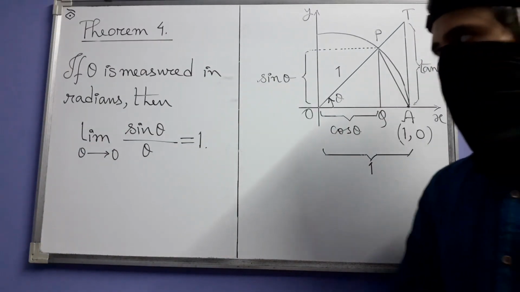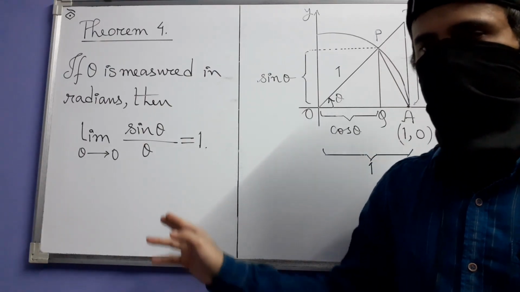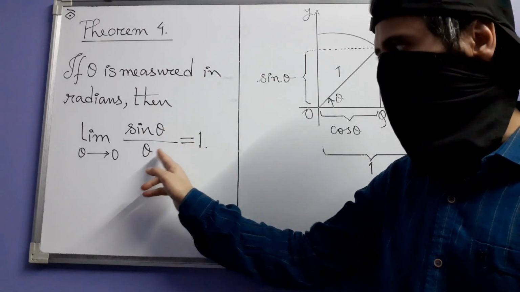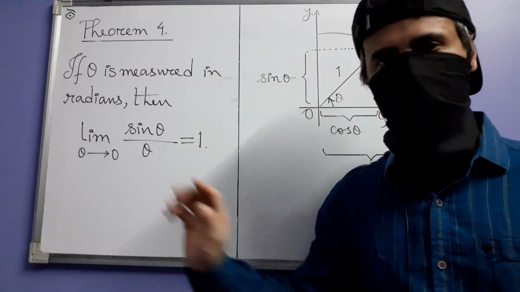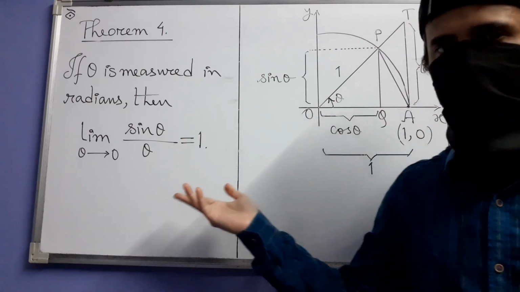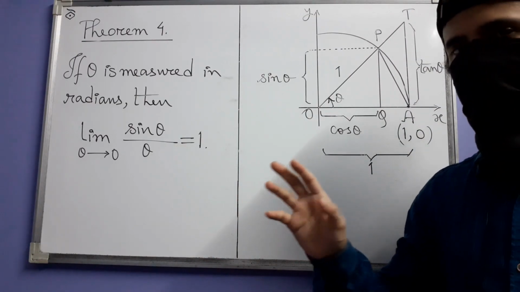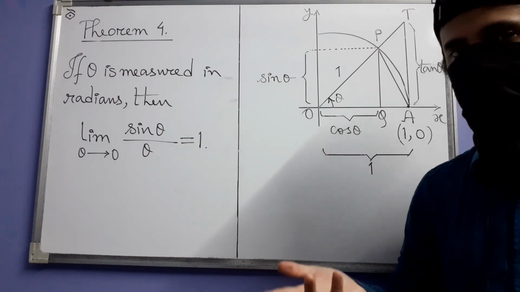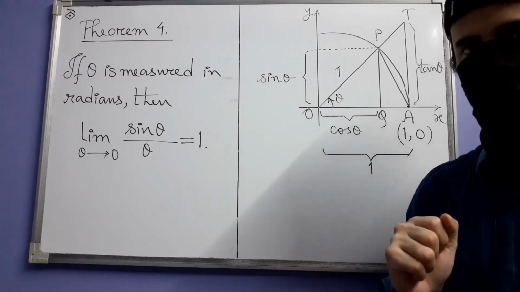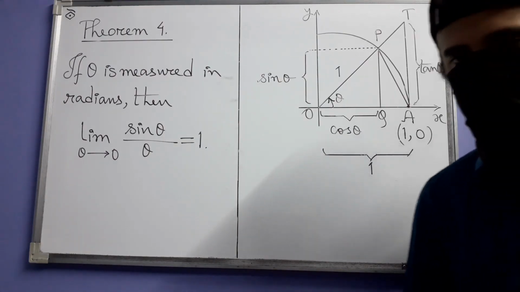In this video, we are going to prove this limit. If theta is measured in radians, then the limit of sin theta divided by theta is 1 as theta tends to 0. Do you remember that this is where we ended our last calculus video? And besides this limit, we are going to prove another limit which involves the cosine function, which will follow from this one. So let's see how the proof goes.